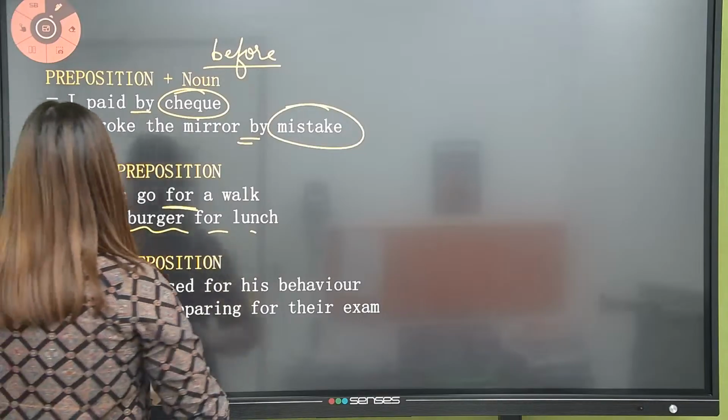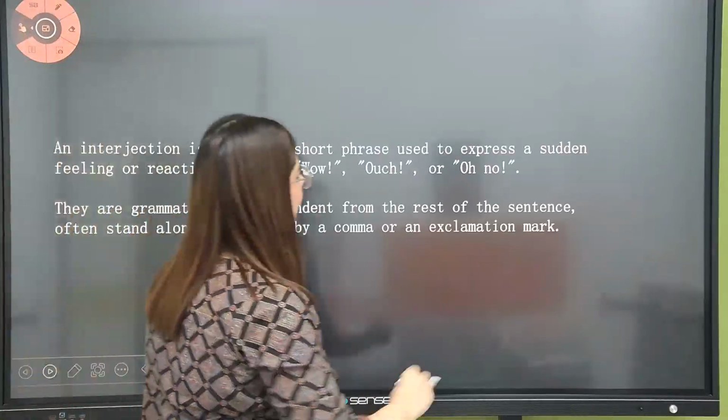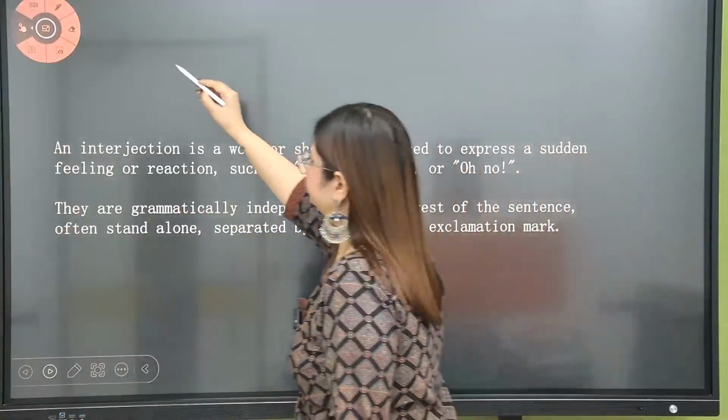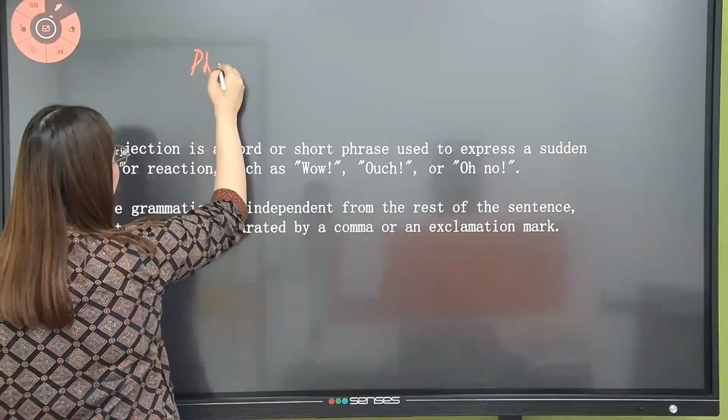And verb plus preposition. So when we are talking about verbs plus preposition, we call them phrasal verbs.